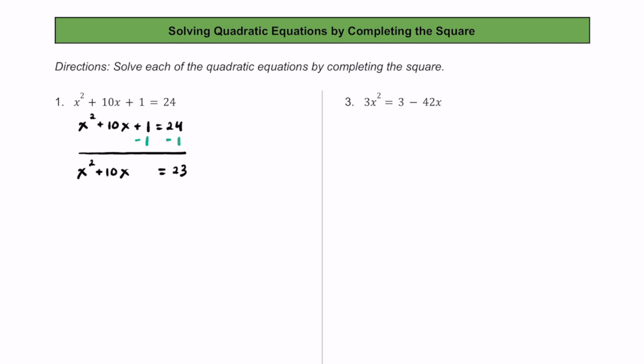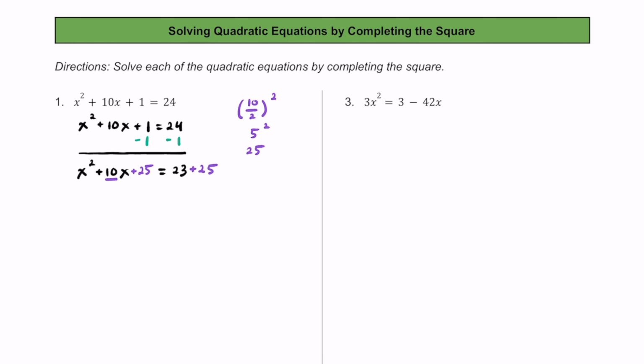Okay, so to complete the square here, what do we have to do? We have to take this b term of 10. So we're going to take this 10 and take half of it. You take half of it and then square it. So half of 10 is going to be 5. 5 squared, that's going to be 25. So 25 is going to be what completes the square here. So if we add 25 on the left, we should add 25 on the right.